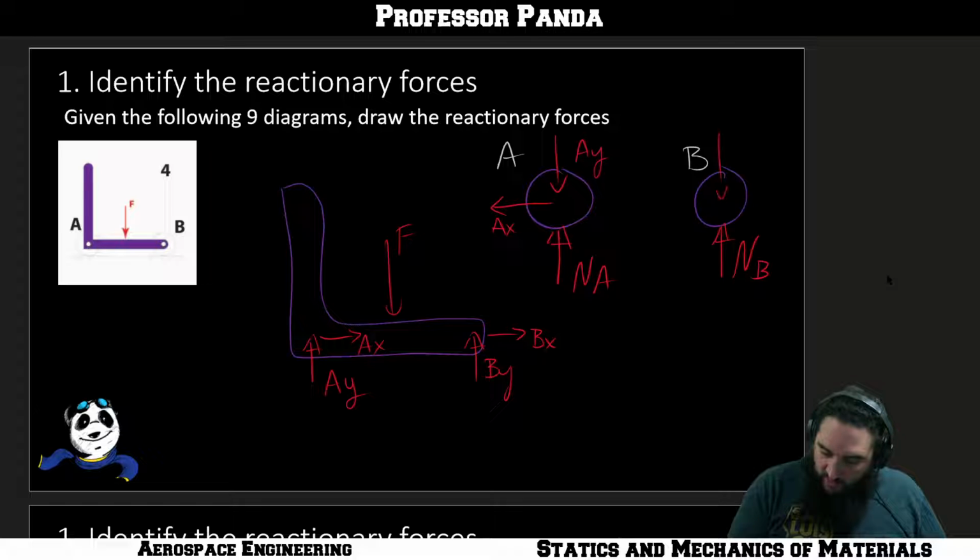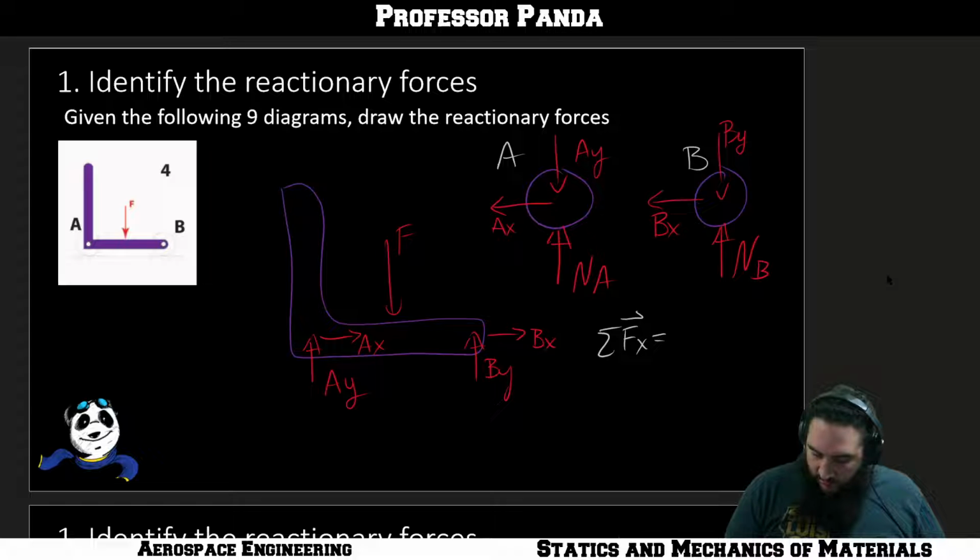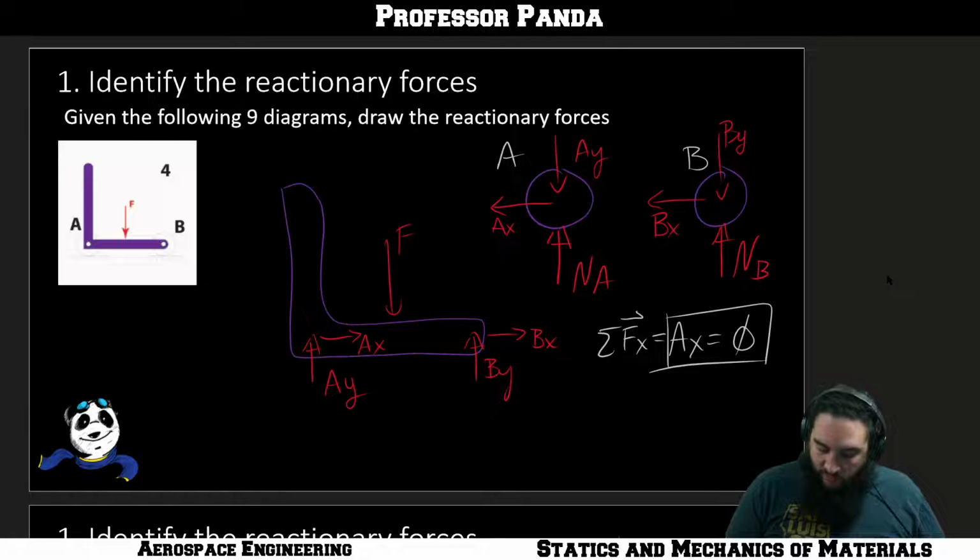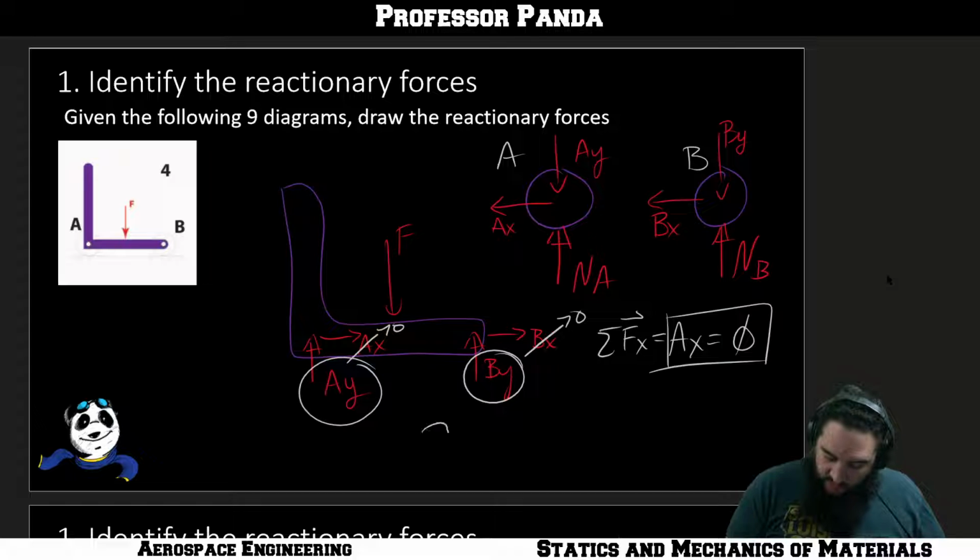Same thing with B, BY, and BX. And if we do Newton's second law on either A or B, we see that AX is equal to 0. Nothing opposes AX, therefore BX is 0 and AX is 0. So the answer to this problem is only 2.